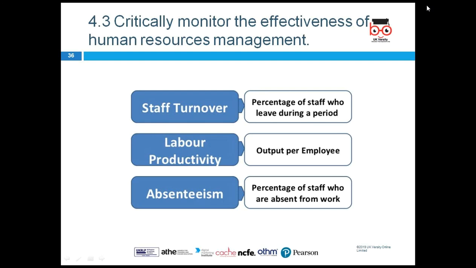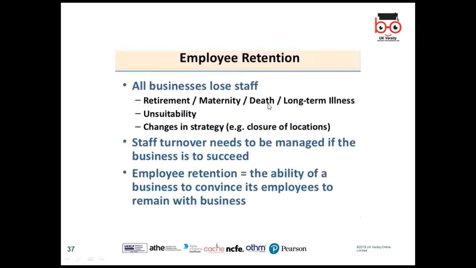So we have to think about, we have to reflect. Labor productivity, output per employee, comparing our organization with industry averages. Absenteeism, the percentage of the staff who are absent from work. If there are a lot, why are there? Is it our poor recruitment strategies or planning that leads to us not recruiting the right person for the right job at the right place? So we need to look around under 4.3.